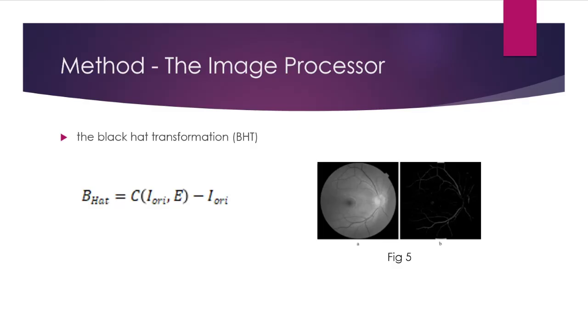Then the blackhat transformation. As shown in the formula, the first item represents the morphological closing operation. The second item represents the original image. The specific operation of the first item is to perform the image dilation operation, and then the erosion operation. The dilate operation expands the highlighted area of the image, and the erosion operation makes the highlighted area smaller, as shown in Figure 5. This operation further enhanced the vessel texture properties, making the subsequent binary operations more accurate.